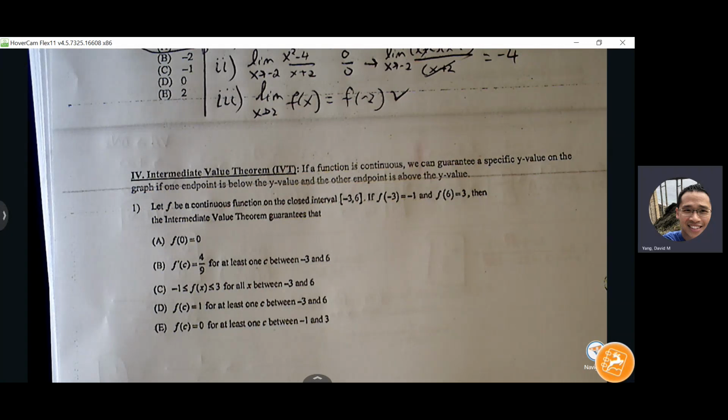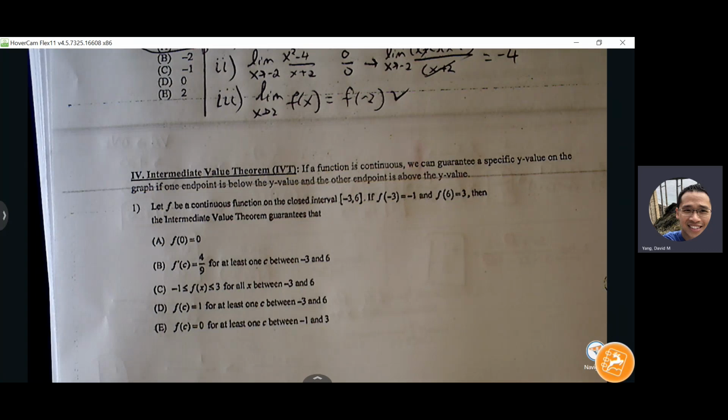And let's say I knew that between 1 and 5, f of 1 is -3. And then f of 5 is 4. And let's say I want to know, is the graph going to be equal to 2? Can I guarantee that this graph is going to touch y equals 2 at least once in my path? Yes, because I've established the function is continuous, and I've established that both points are above and below my target. So I don't know exactly where, but I know it's got to cross at least once.